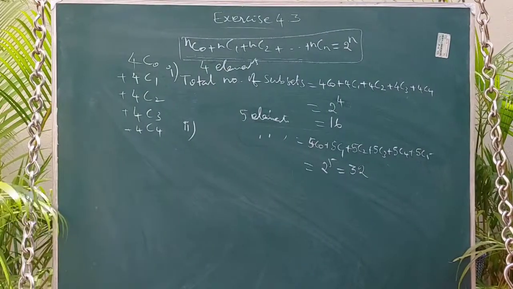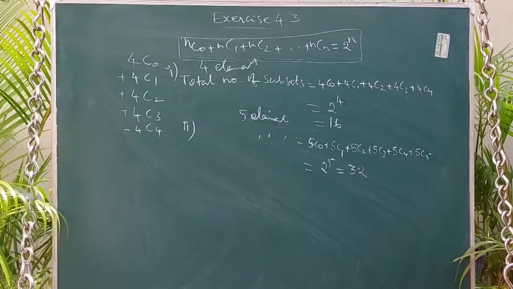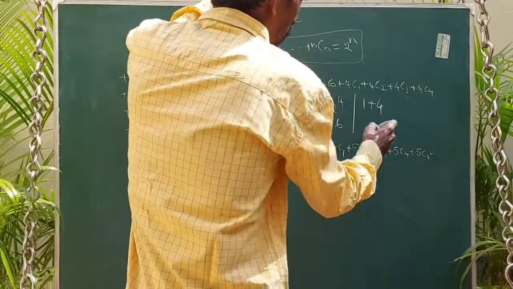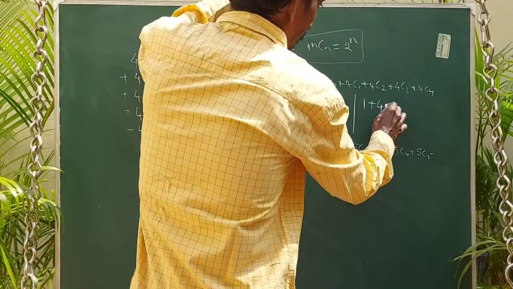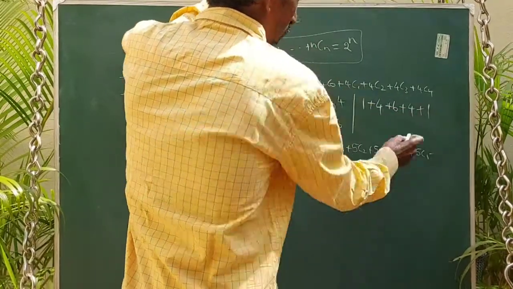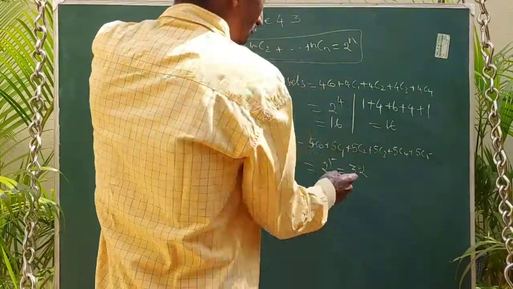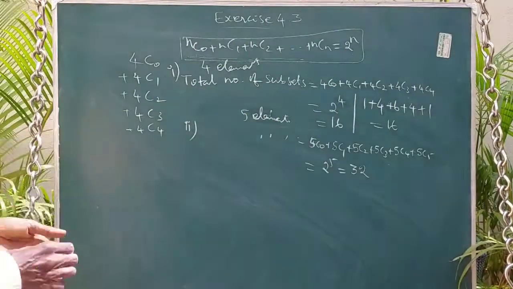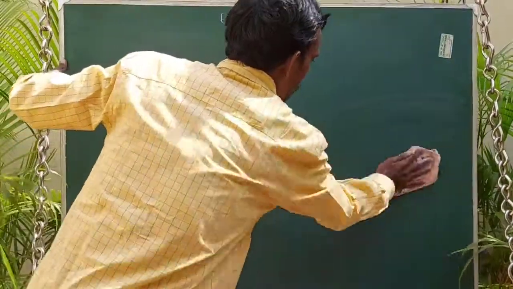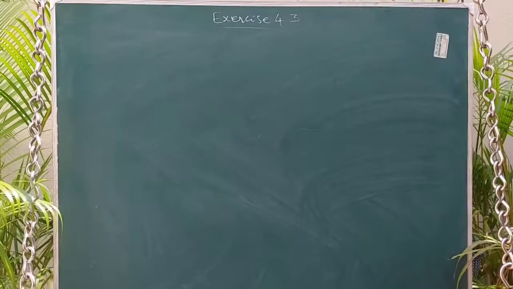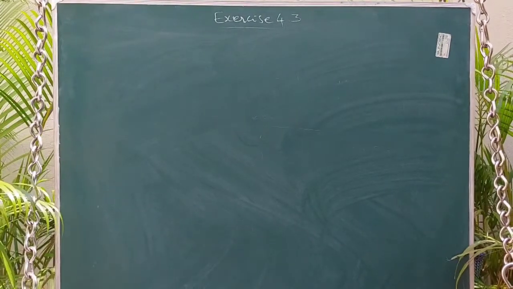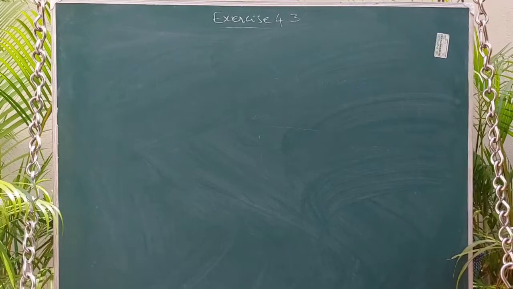Or if you want to find out the concept, 4C0 is 1, 4C1 is 4, 4C2 is 6, 4C3 is also 4 and 4C4 is 1. So totally we can get 16. Similarly for the other one. Okay. So we completed question number 10.